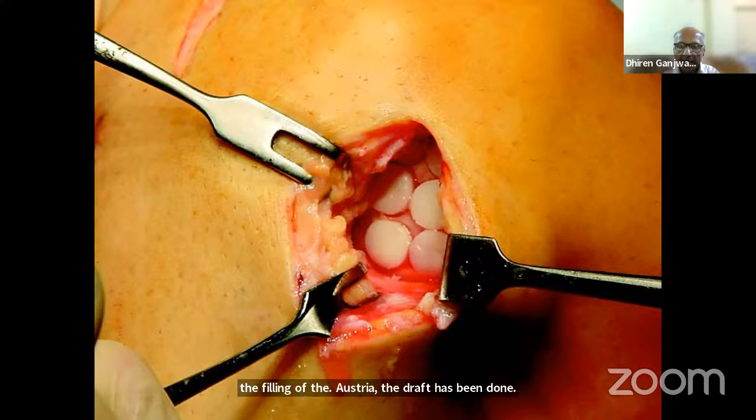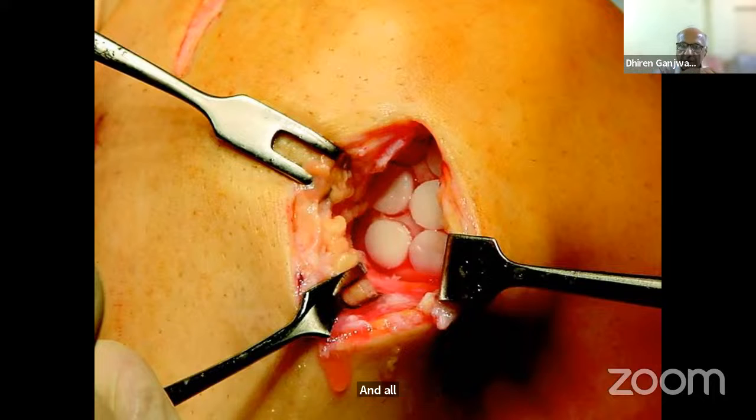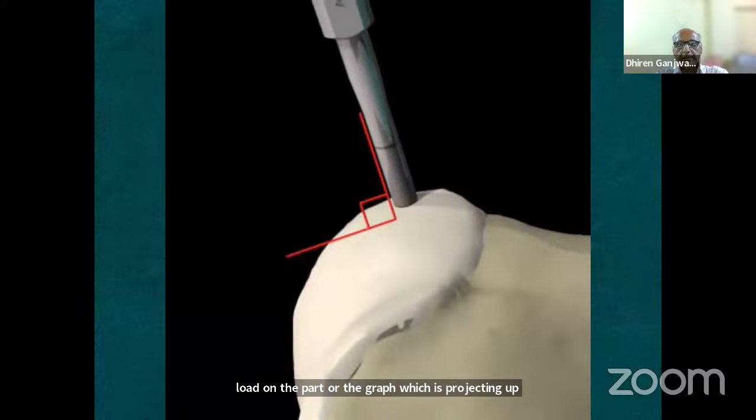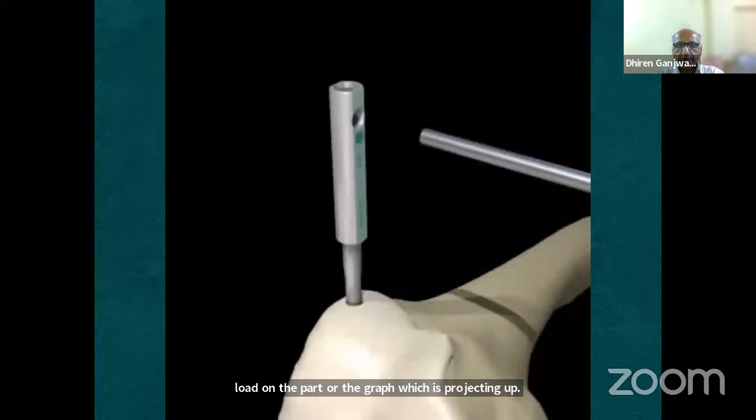Ultimately, we have to ensure that this is at the proper level, and all the dowels or osteochondral grafts are in a smooth surface. Otherwise, there will be a lot of load on the part or the graft which is projecting up. So this is an animation which shows how the graft is taken.